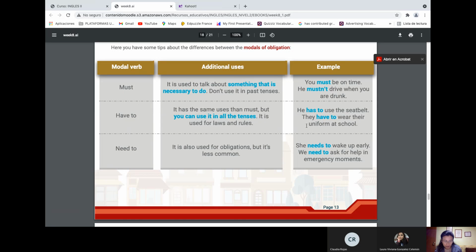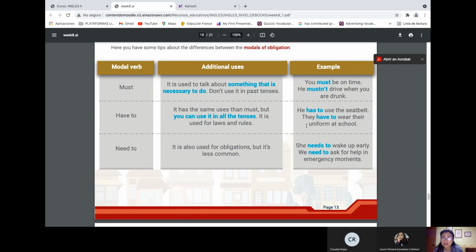Laura Viviana, can you hear me? Yes, teacher. Can you read the examples with he has and they have, please? Examples, the sentences. Here, he has to use jeans, silver. They have to wear their uniform at school. Very good.